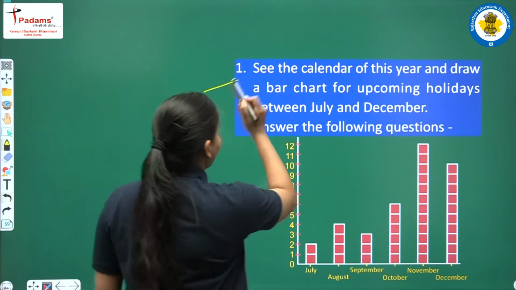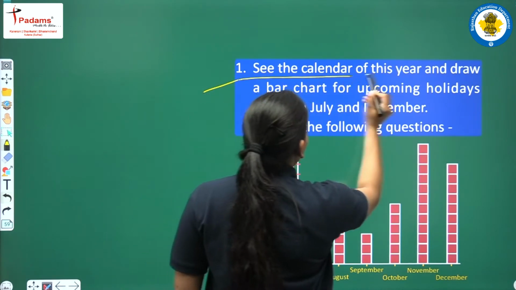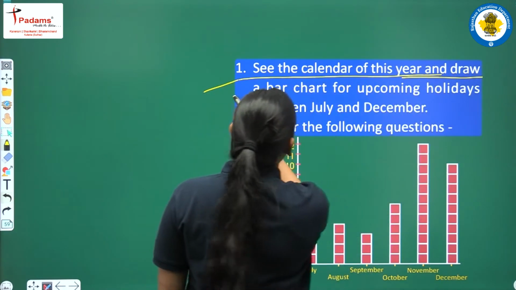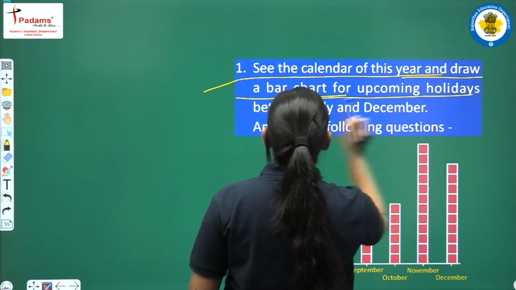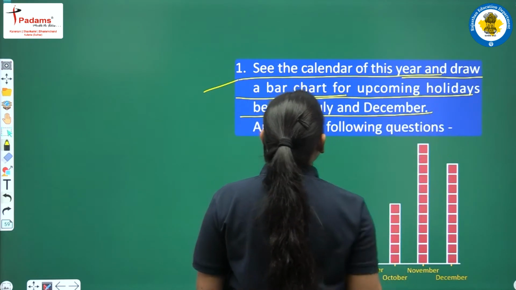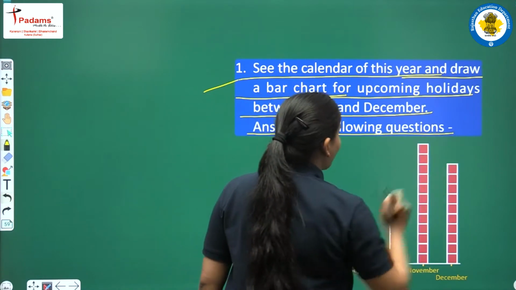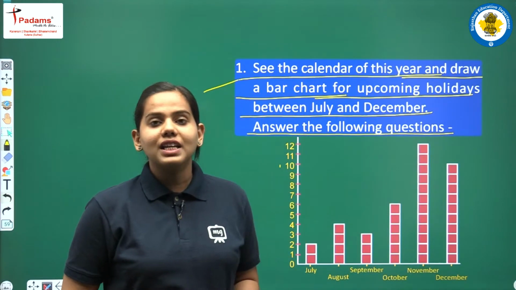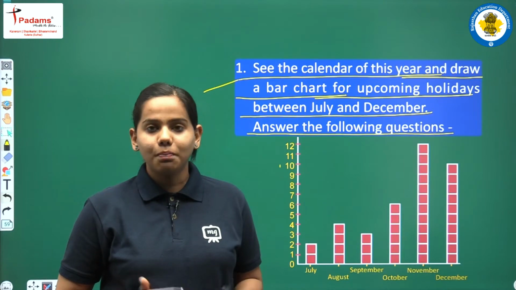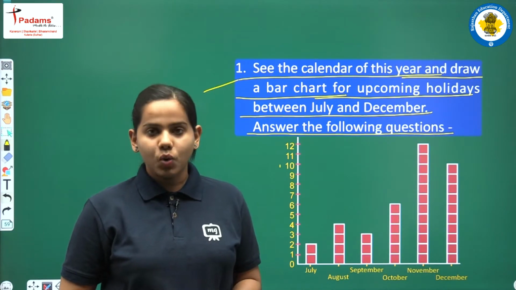यहाँ क्वेश्चन नंबर 1 है. The question is, see the calendar of this year and draw a bar chart for upcoming holidays between July and December. Answer the following questions. So children, this graph is related to holidays of different months. This question is related to calendar.